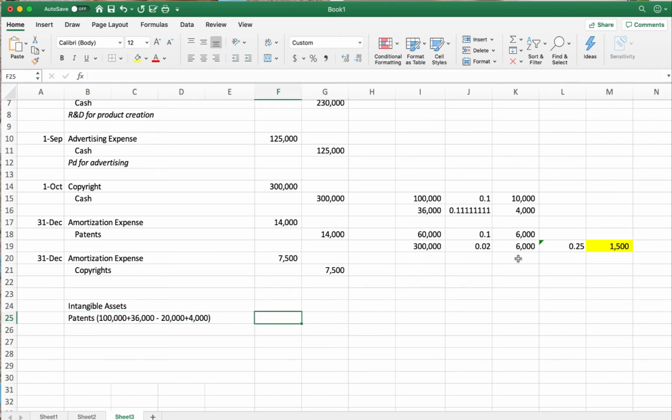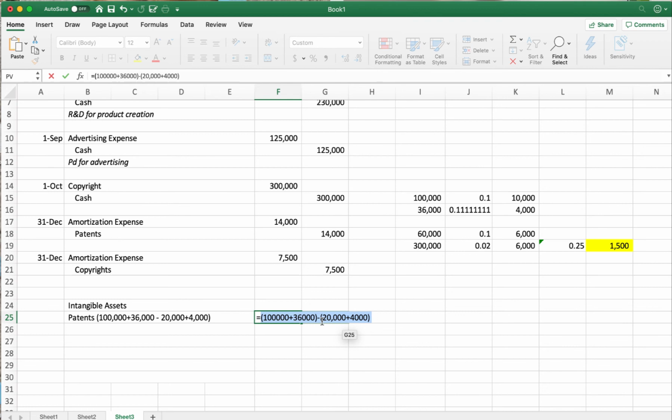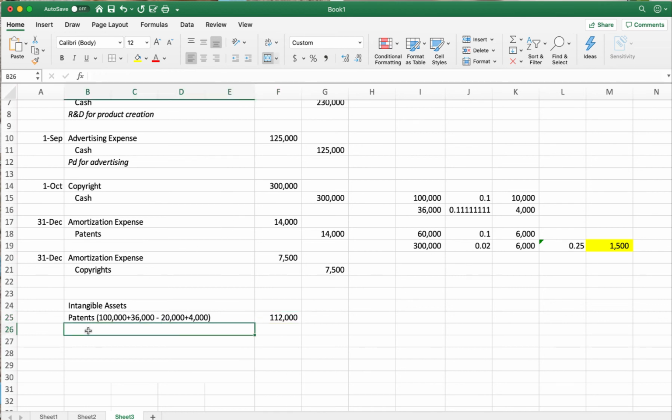Okay, so what is my patent then? Well, that's easy. Let me do it this way. Equals, open parentheses, $100,000 plus $36,000 minus all my amortization. Well, $20,000 plus $4,000. There we go. I have $112,000. Did I do that right? Bear with me here. Yep, I'm good. Okay. So the next thing I need to do is my copyright.